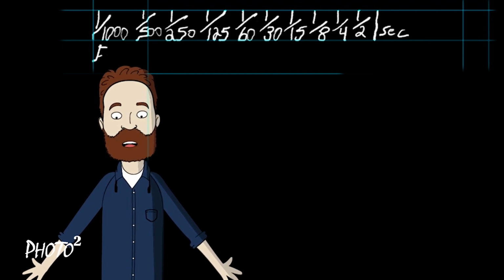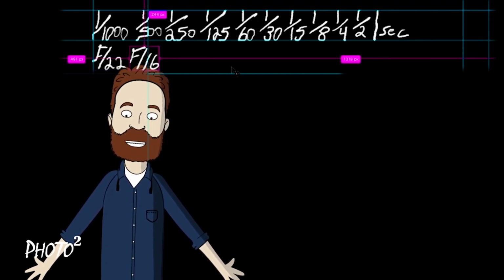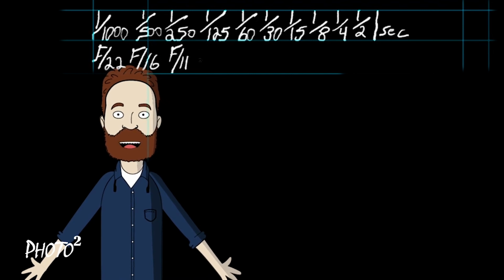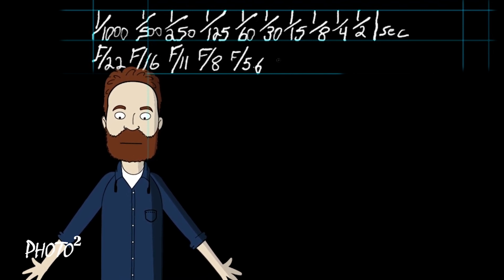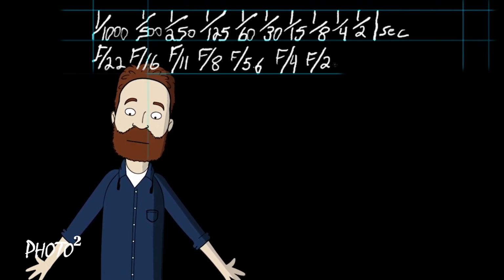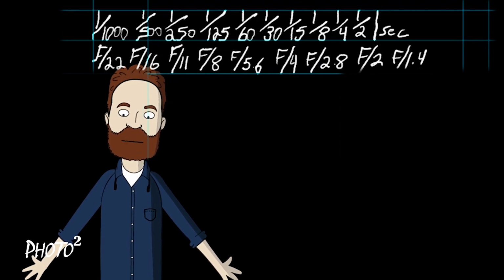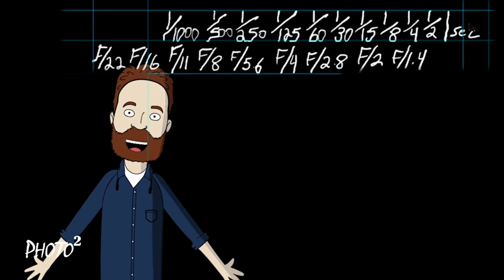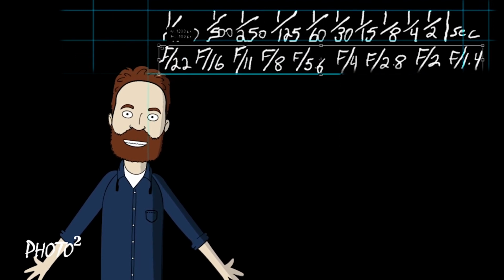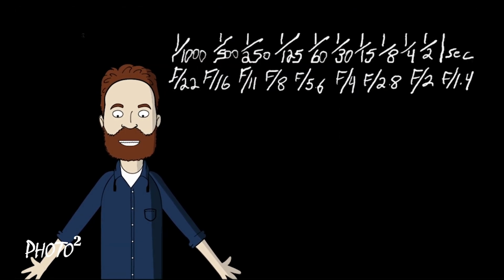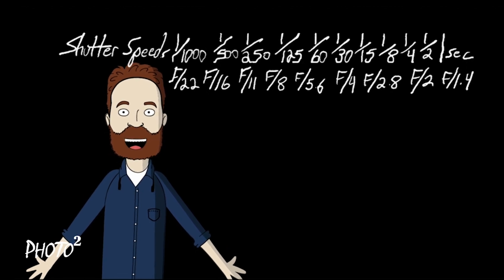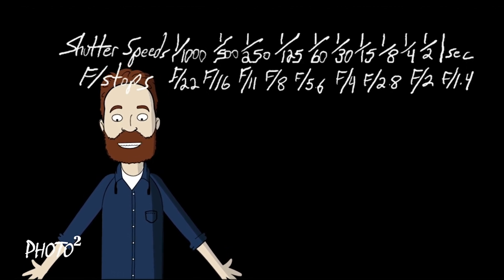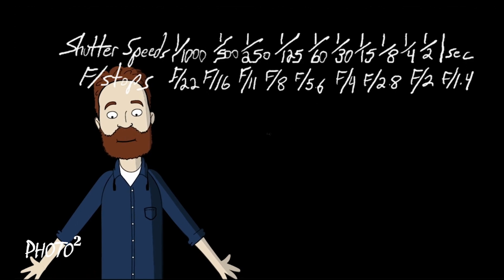Now f-stops, let's start at f22, then it goes to f16, then f11, then f8, then f5.6, then f4, f2.8, f2, and f1.4. Now obviously some cameras will go down to 30 seconds or up to an 8,000th of a second, but this is a standard scale, and let's start with that. So again, the top one is the shutter speeds, the bottom one is the f-stops. Now let's work on some law of reciprocity problems.